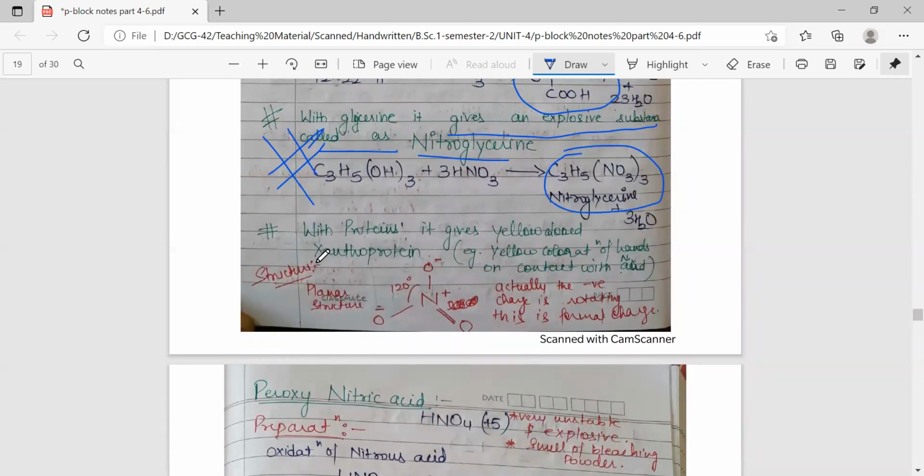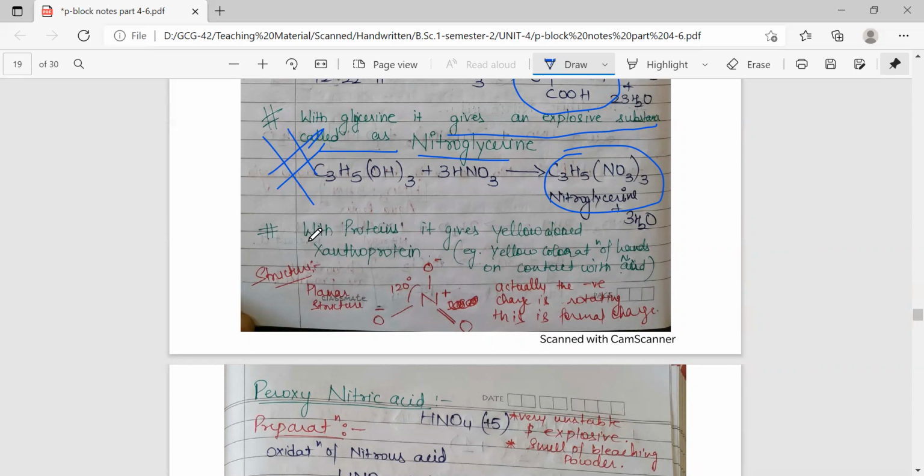With proteins, if we treat HNO3 with proteins, it gives us yellow colored compounds, called xanthoproteins. The most common example is when we are dealing with nitric acid in the lab. If some amount of nitric acid accidentally touches our skin, it will turn yellow. That is because the proteins present in our skin are reacting with nitric acid and getting converted to xanthoproteins, which are yellow in color. So the yellow coloration of hands on contact with acid is due to this.